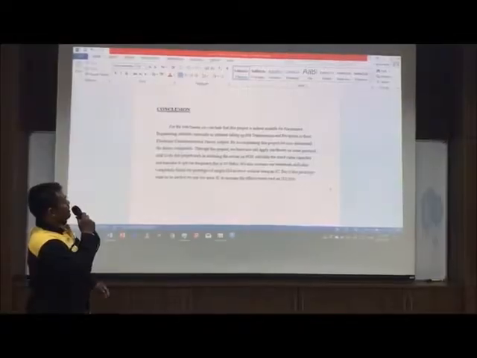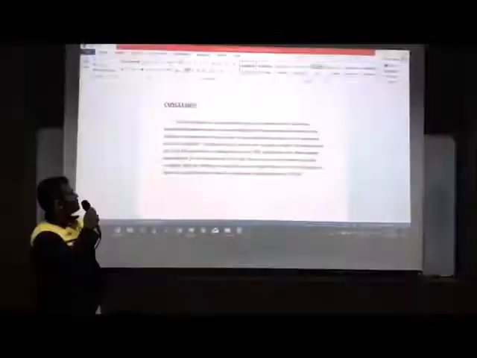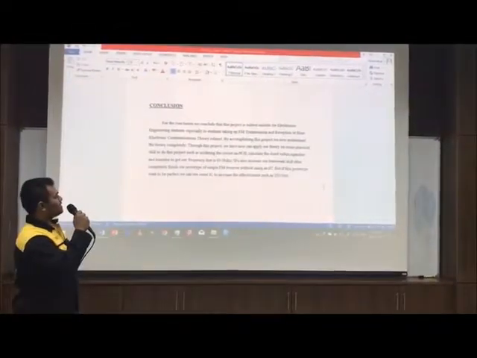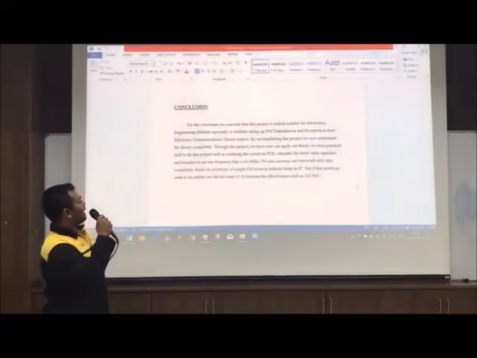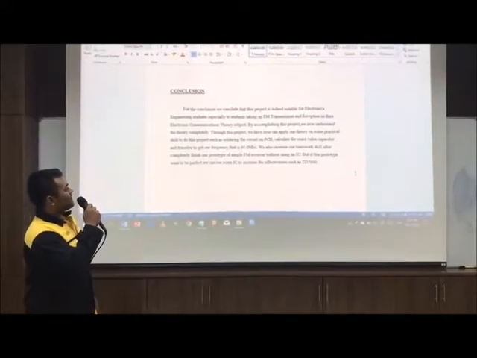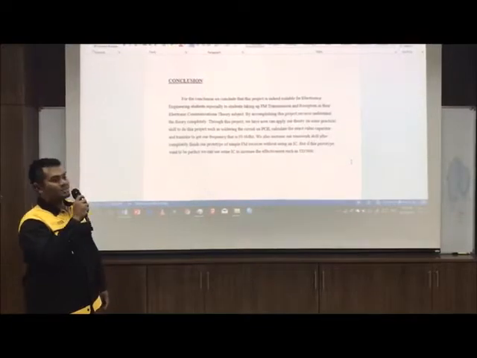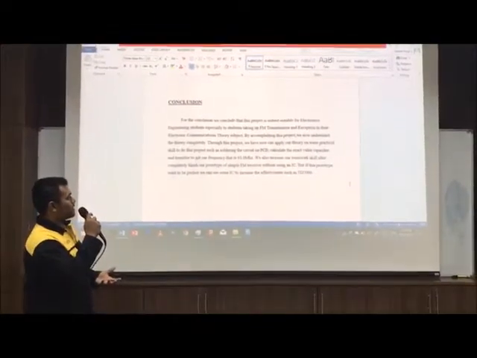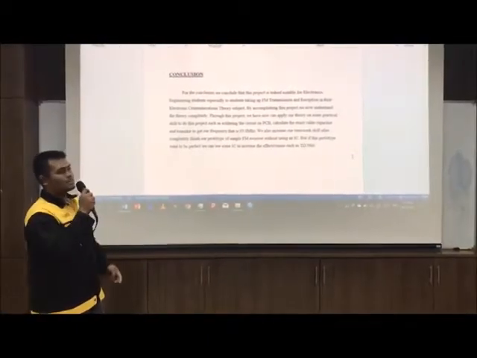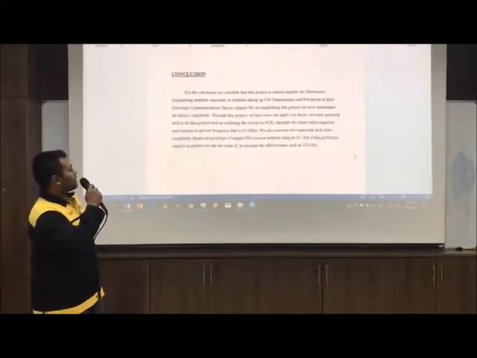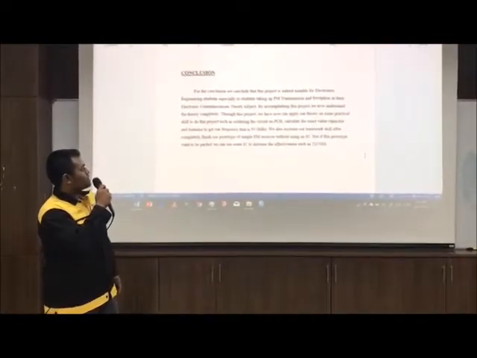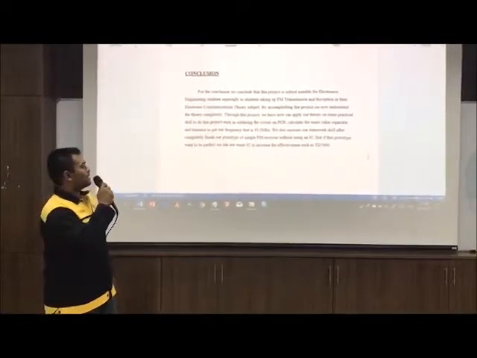For the conclusion, we can conclude that this project is indeed suitable for electronic students, especially students taking up FM transmission and reception in their electronic communication theory. Through this project, we can apply our theory to practical skills, such as soldering the circuit on PCB. After that, we are able to calculate the exact value of capacitor and transistor to get our frequency. We also increased our teamwork after we finished our prototype of the simple FM receiver.